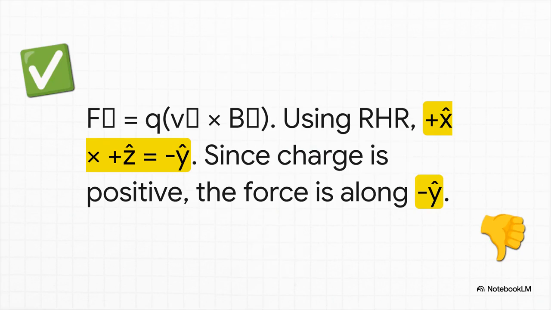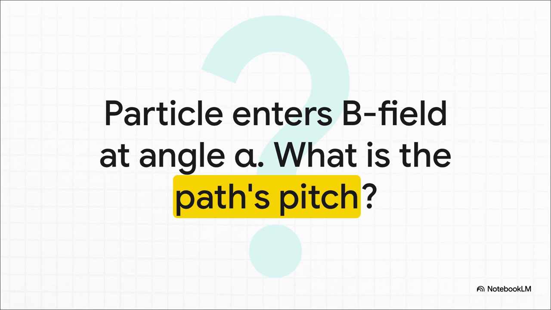And the answer is the negative y-axis. Did you get it? Your fingers point along x, you curl them up towards z, and your thumb has to point down. That's the negative y direction. And since it's a proton, a positive charge, we don't flip anything. Perfect. All right, next question.